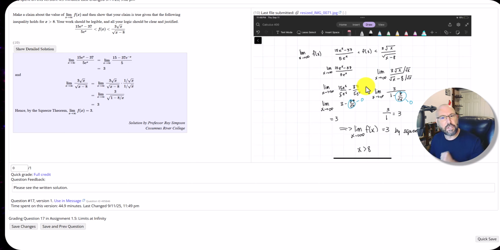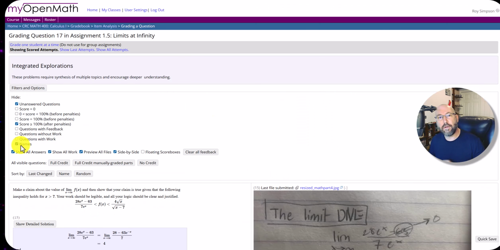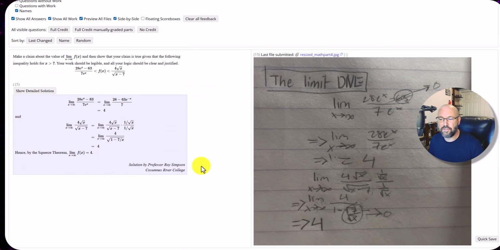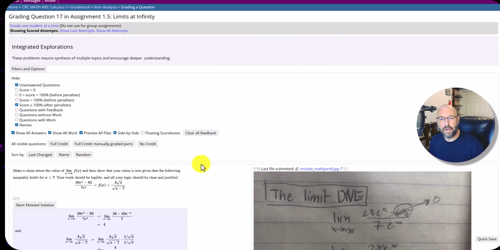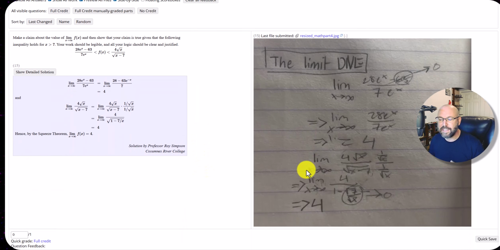Anyhow, this is just a little piece of advice for those who are using MyOpenMath. You can use the grading system to also augment discussions in class without showing students' names. You can see right here, I'm hiding their names, and also without showing those who have 100%. So this sticks with those who need remediation, but you can at least share with the class at that time, here are some common mistakes we're seeing.